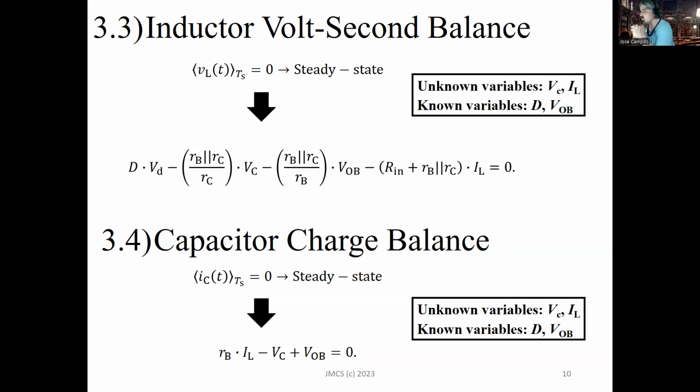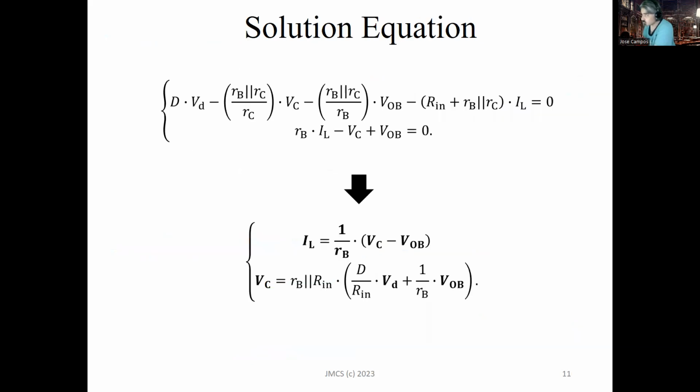So here we have both equations that we can use in order to calculate the relation between UBC and IL, because our unknown variables are UBC and IL, and our known variables are D and UBOB, basically. Finally, if we can solve this equation system, we can get the final variables IL and UBC, and as you can see here, when you have the structure of this equation.